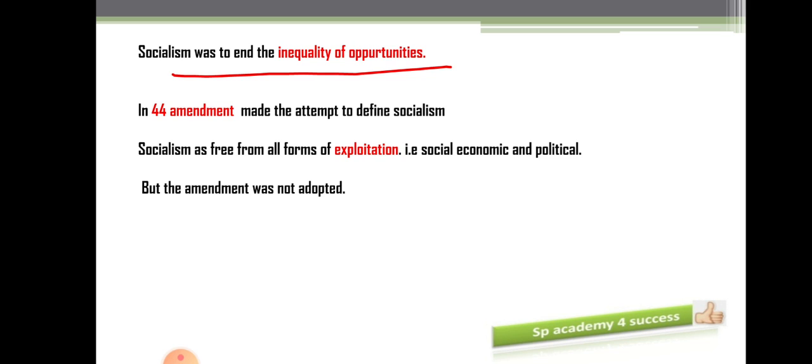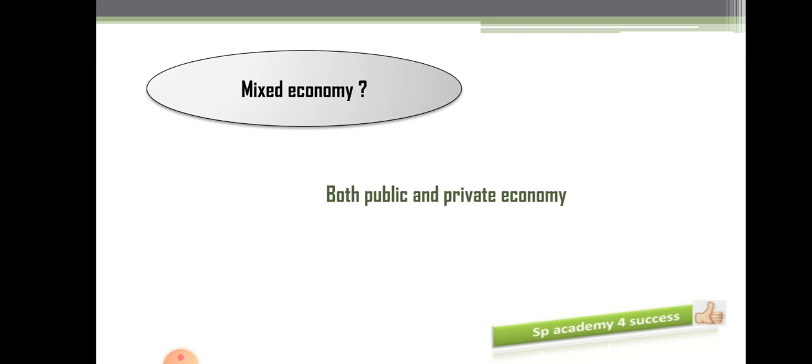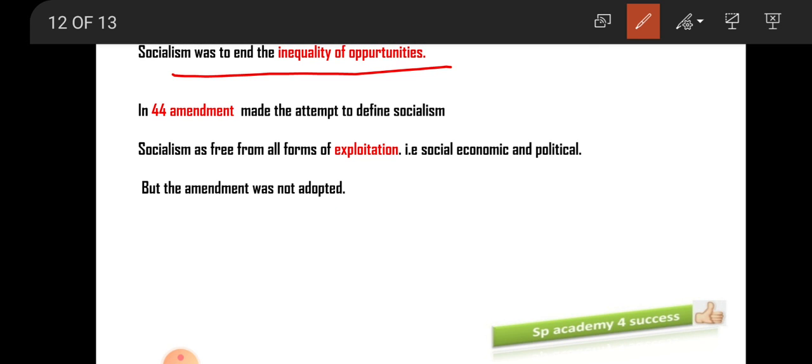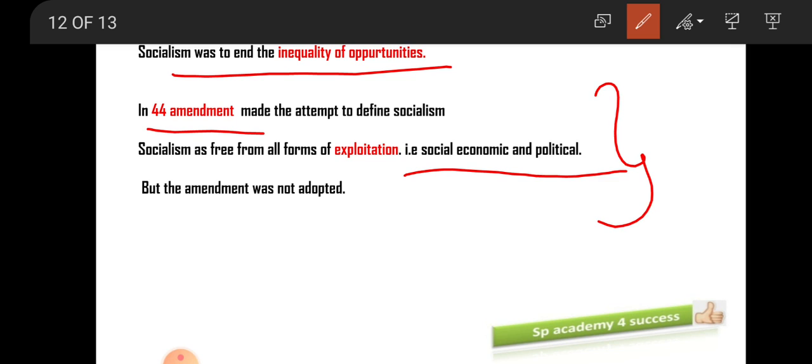And the fact that you have to know here is that in the 44th amendment, we made an attempt to define socialism. Socialism according to the 44th amendment is socialism as free from all forms of exploitation, that may be socio-economic and political exploitation. But this amendment was not adopted. I want to repeat this point once again for clarity.